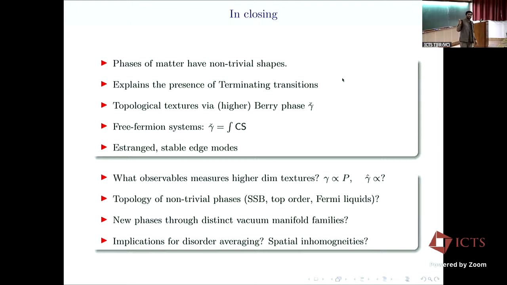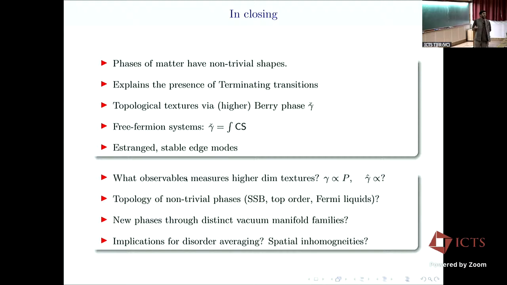So yeah, phases of matter have non-trivial shapes. This explains the presence of terminating transitions, which is why I was interested. They can be exposed using topological textures by computing higher Berry phases. For free fermion systems, these higher Berry phases can be obtained as integrals of some appropriate Chern-Simons forms. And this produces some unusual forms of edge modes in all kinds of dimensions.